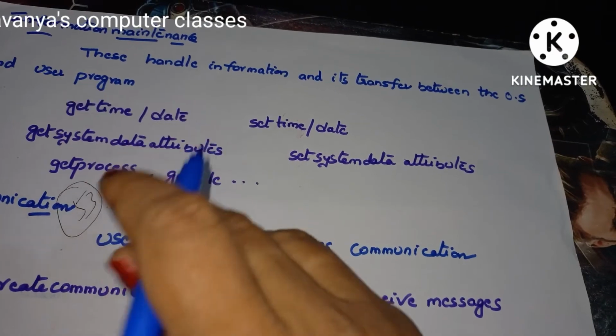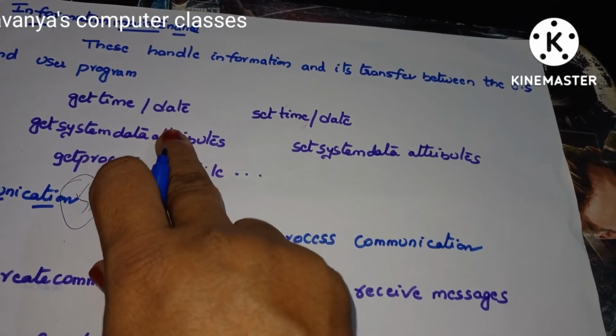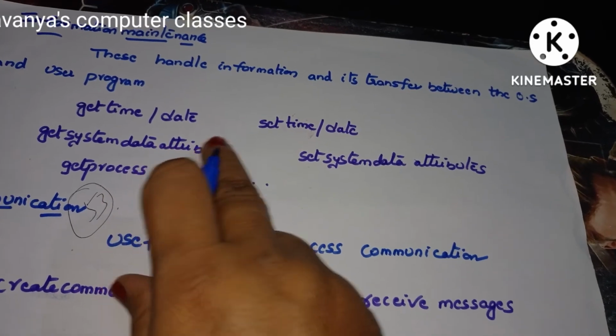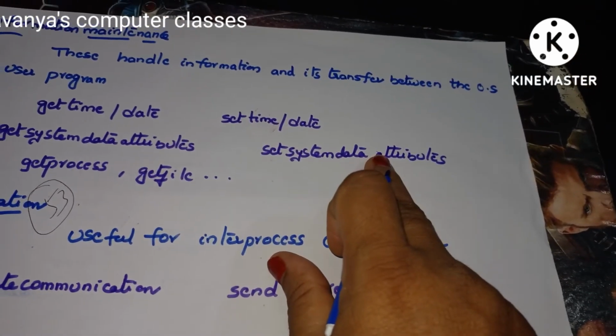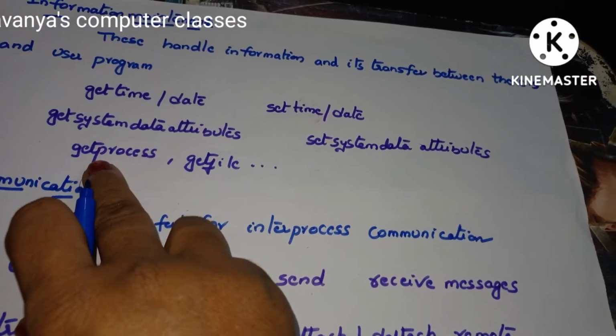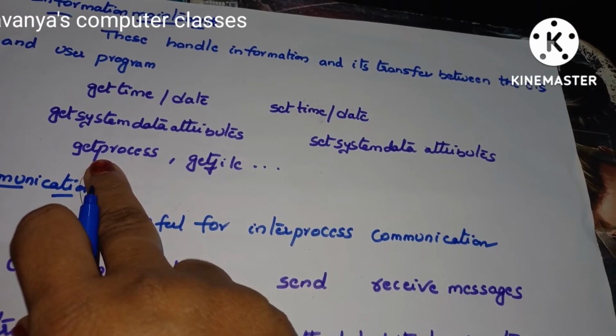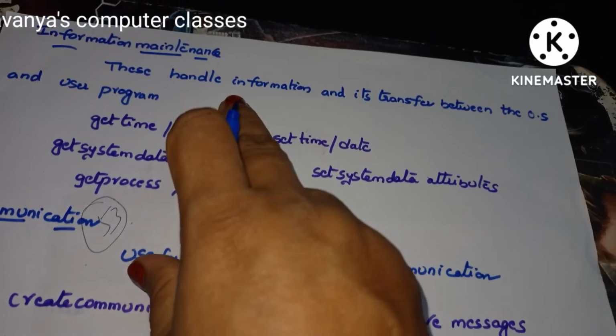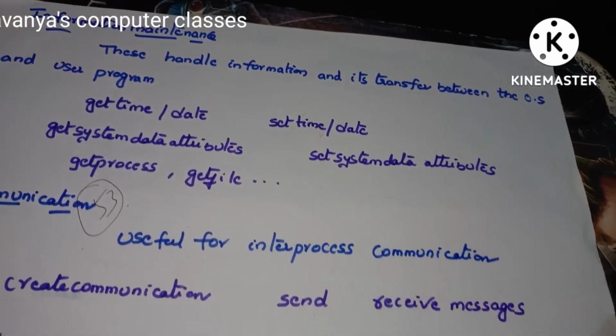Similarly, if you want to take any attributes or system-related data, there is get system data attributes, and similarly set system data attributes. And similarly, we can get process or file information with get process and get file information. All of this is available in information maintenance.